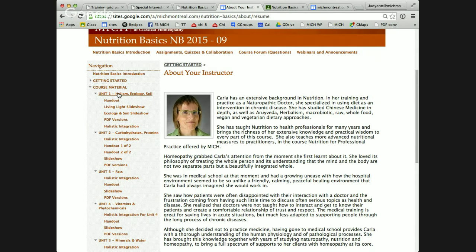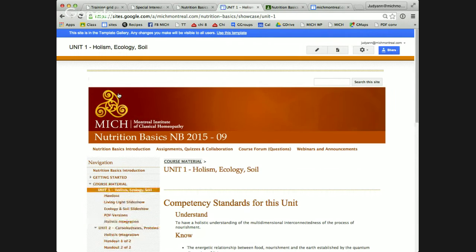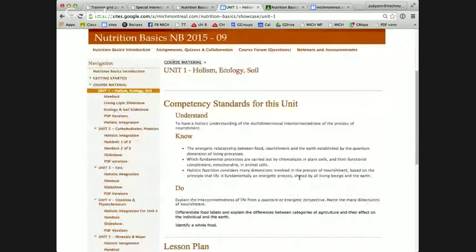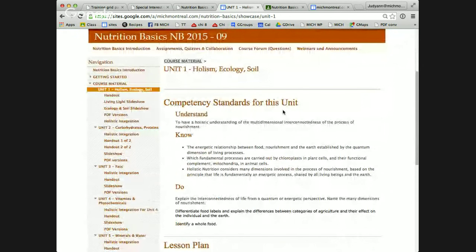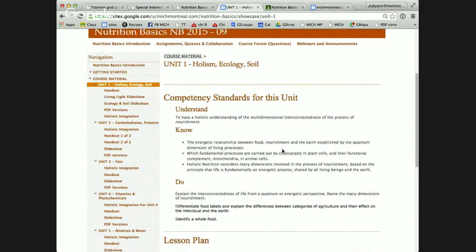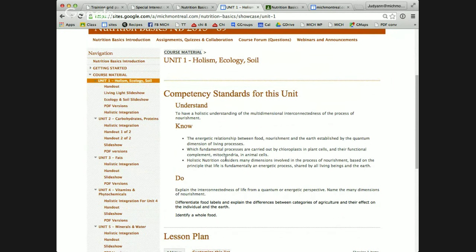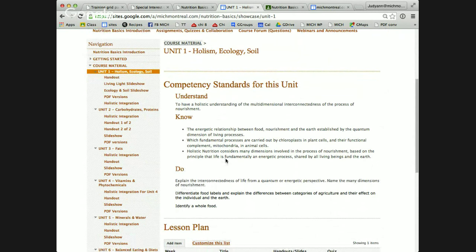So when you click on the unit title, you'll come to a page that gives you the competency standards for this unit. Again, the adult learner wants to know exactly how to attain their goals, how to direct their attention, what is important. And again, you see that it's not just about knowing and doing, but also about understanding, about holding a holistic understanding, and in this case, of the multidimensional interconnectedness of the process of nourishment.